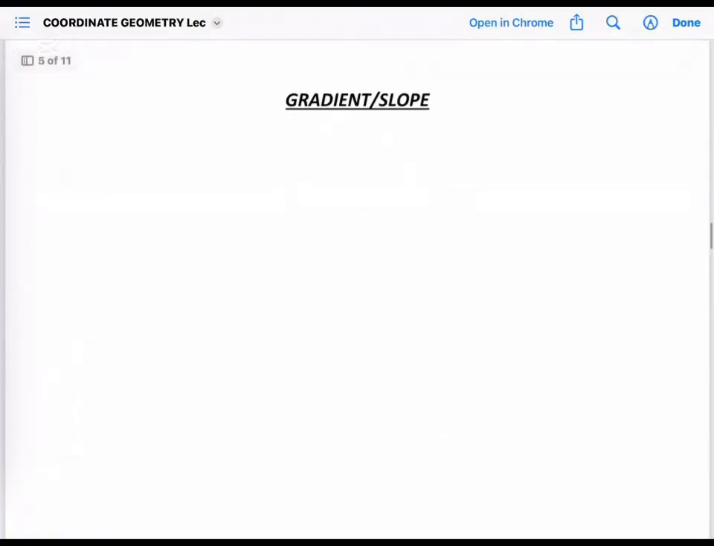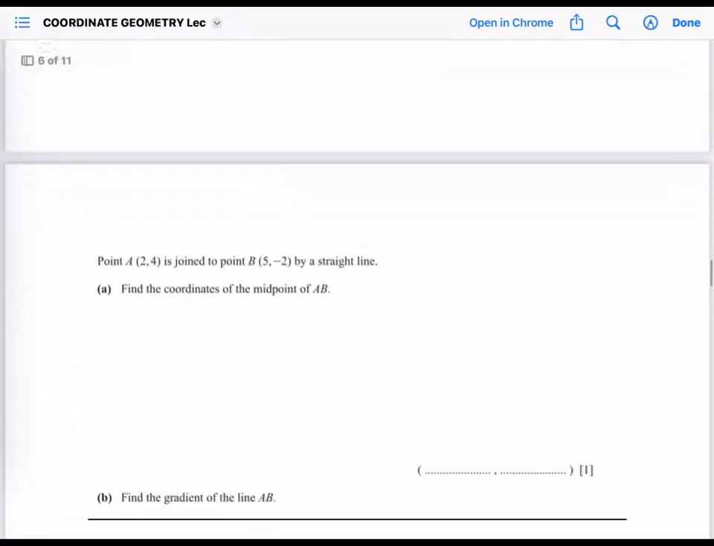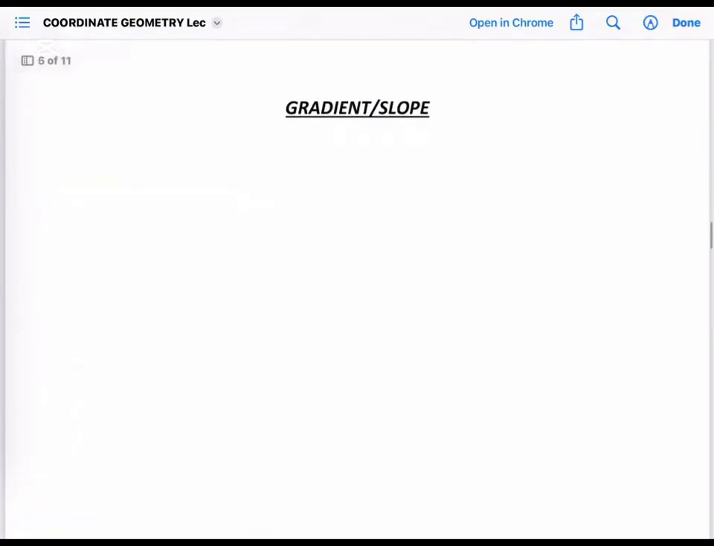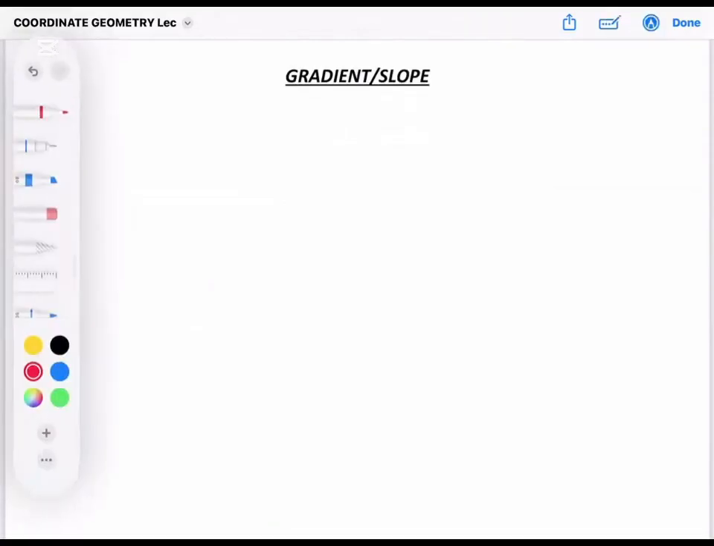Okay, the next topic is basically gradient or a slope. What is gradient and slope? Basically, the steepness of a line is known as a gradient or slope. So to find out the slope, we have a formula. Slope is represented by m. We can find the slope by using the formula y2 minus y1 upon x2 minus x1.